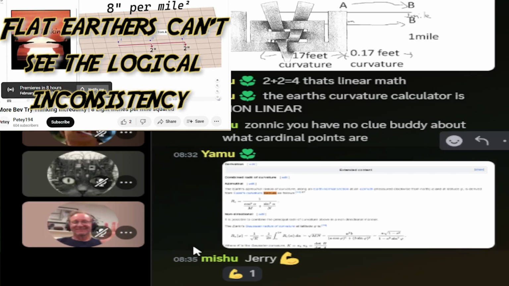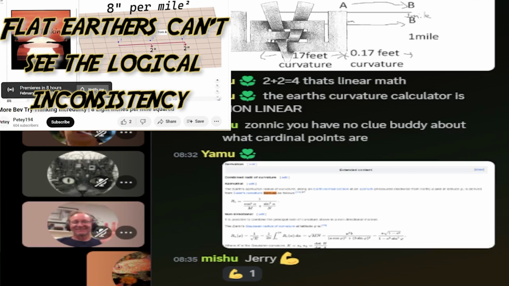Oh, sorry, guys. How does 2 plus 2 equal 4, and then become 8? That's because that's linear, and the Earth's curvature formula is non-linear. You're doing the curvature for the half mile, and then you're carrying on for the next half mile. I just said it's not linear. 2 plus 2 is 4, isn't it? Yeah, 2 plus 2 is 4, but that's not the calculation. You guys keep moving the A. Why are you moving the A? You're completely disregarding the formula. The formula is non-linear, so it's not 2 plus 2 equals 4. It's disingenuous to compare the two.